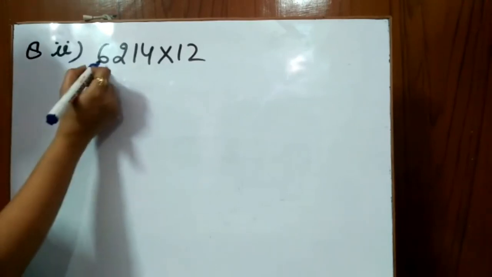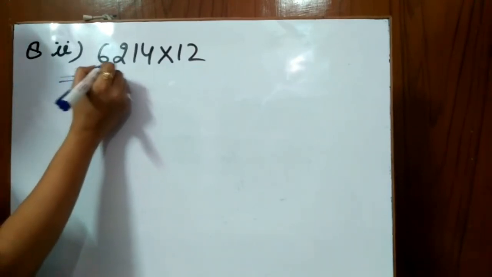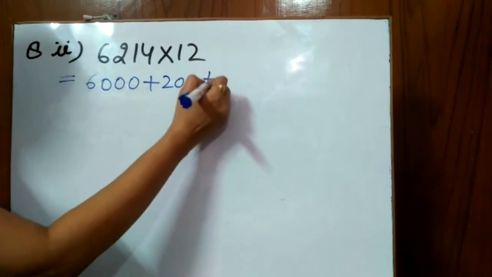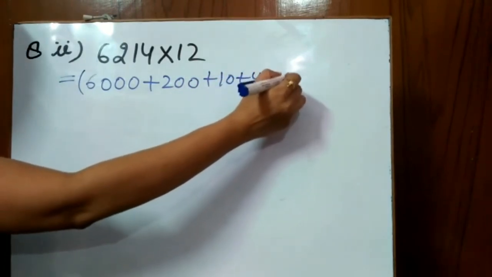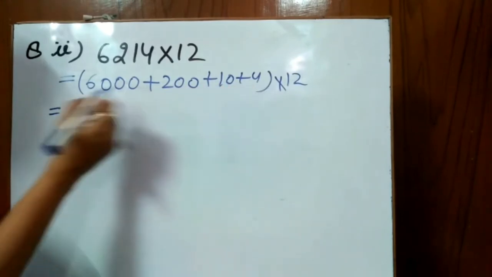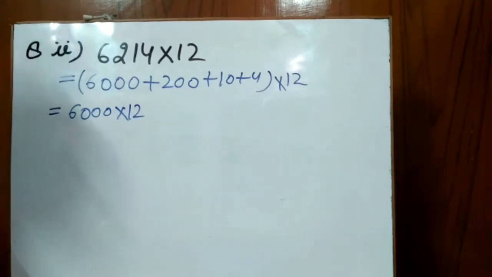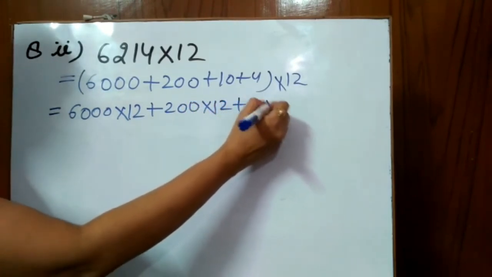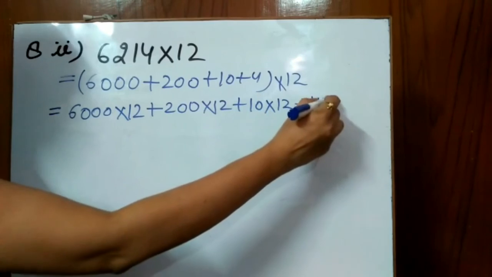The next is 6214 into 12. Similarly, we will do this one also. We will break this number. How? Let us see. 6000 plus 200 plus 10 plus 4 into 12. Now we will distribute 12 inside the bracket. 6000 into 12 plus 200 into 12 plus 10 into 12 plus 4 into 12.